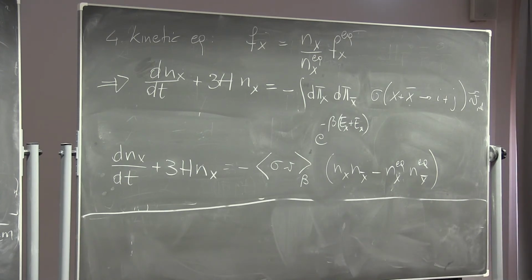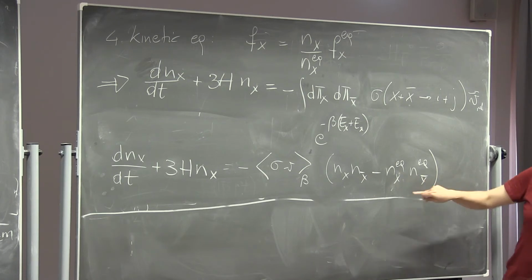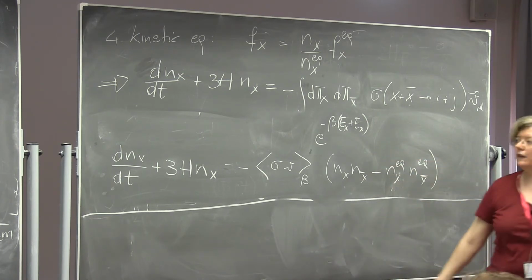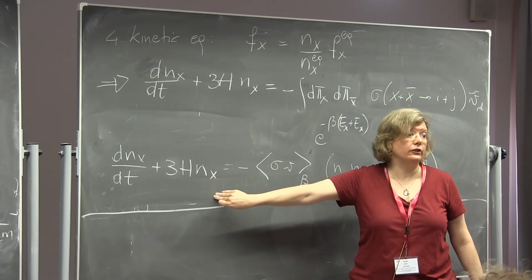Okay? And this is usually the final equation that is used for chemical decoupling. You see immediately that in equilibrium you get zero collision integral, or you should expect to have. So as long as the n_x follow the equilibrium, then this term is zero, and you just have the normal dilution of the density of the universe due to the expansion of the universe.